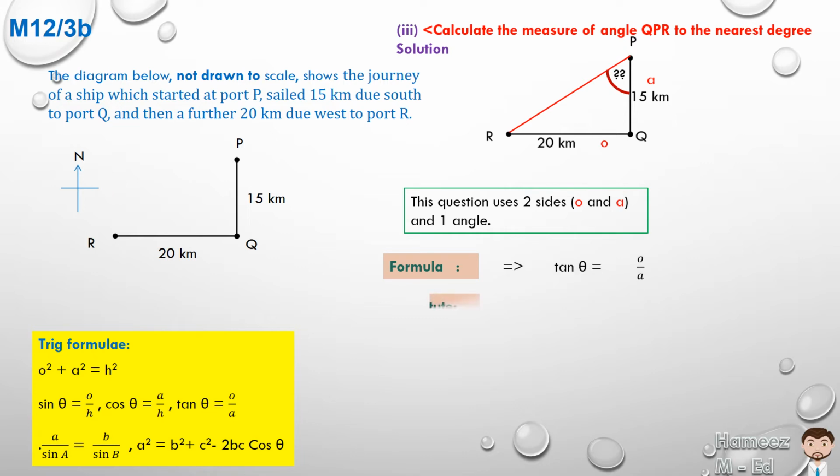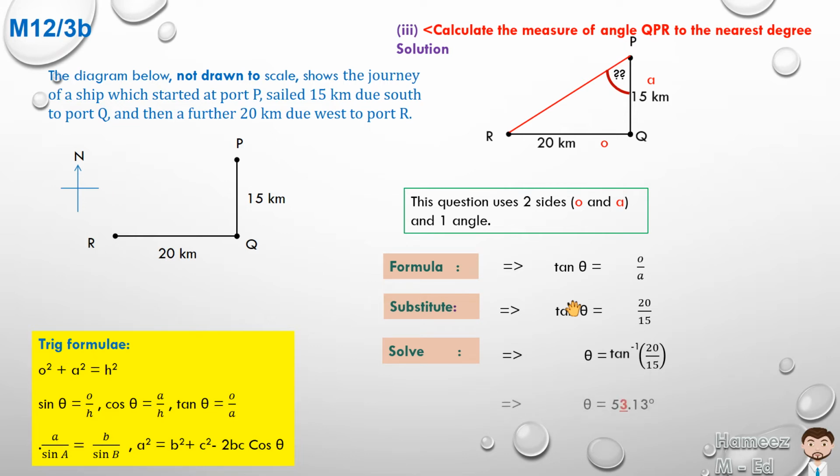Now that we've written the formula, we must substitute. So tan theta is equal to 20 over 15, and finally we solve. If you want theta alone, let's cover off the tan. So we have theta is equal to 20 over 15, and move the tan from the left-hand side across to the right-hand side. When it moves across, it's now tan inverse of 20 over 15.